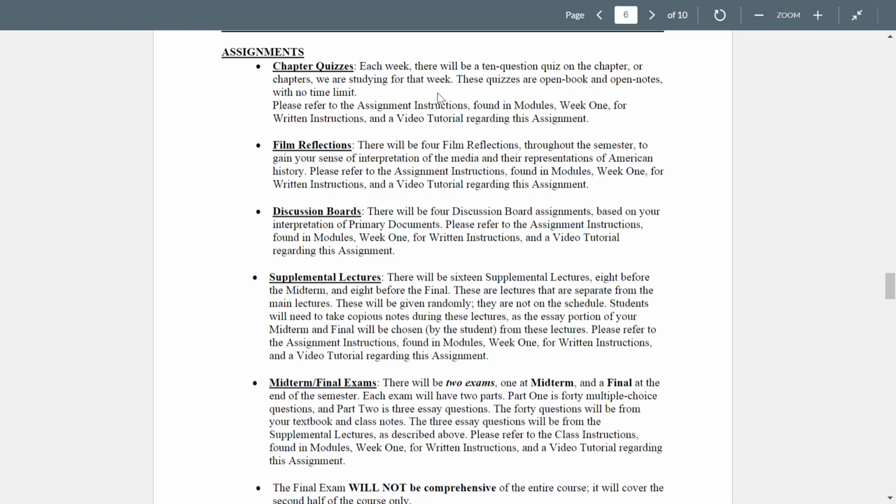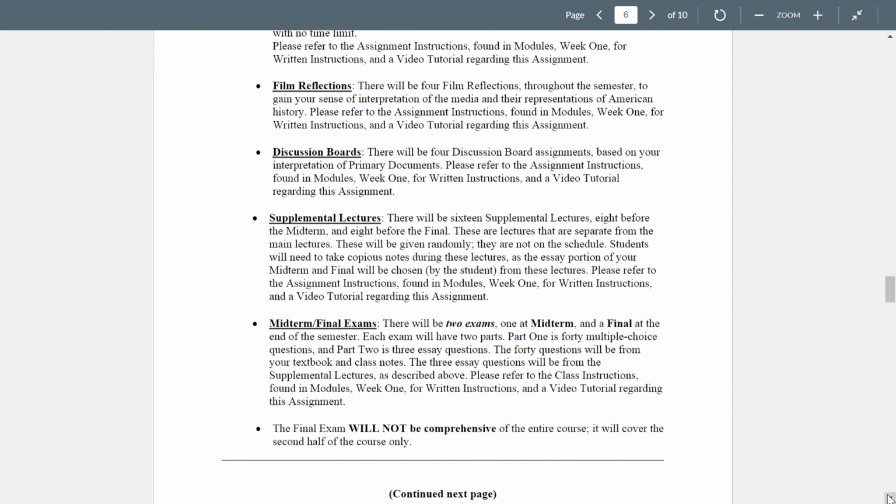They're all there. But briefly, each week we'll do a 10-question quiz on the chapter, or in this case, the chapters, because there's never a time, except for I think week one, where we only have one chapter. We have two and sometimes three, okay? So if that's the case, you'll have two or three 10-question quizzes. But they're open book, open notes, no time limit, okay? Four film reflections throughout the semester to gain your sense of interpretation of the media and the representations of history. Again, refer to the assignment instructions to get all the details there.